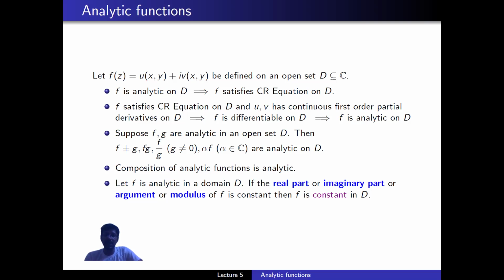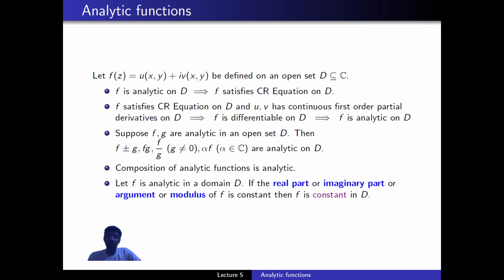If f satisfies CR equations on D and u and v have continuous first order partial derivatives on D, then f is differentiable on D and therefore f is analytic on D. So the second one is a sufficient condition to show that f may be analytic.